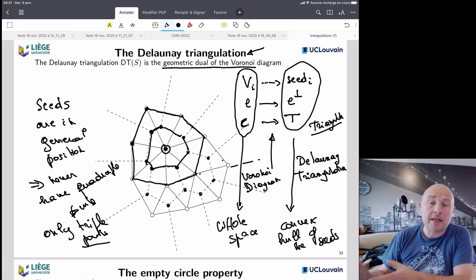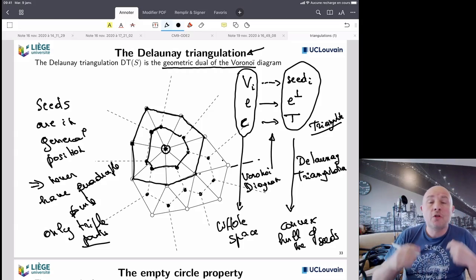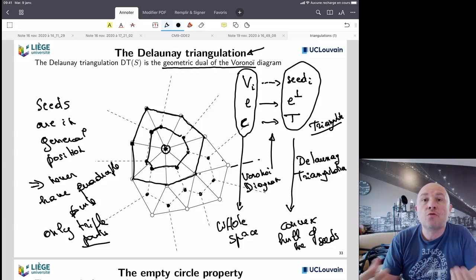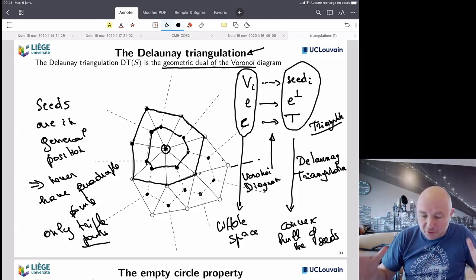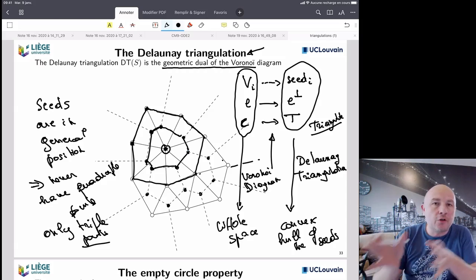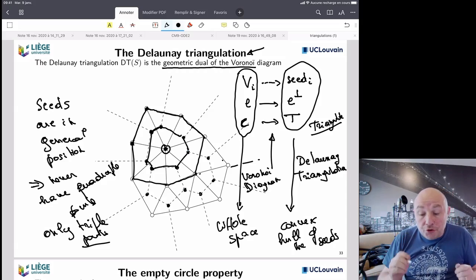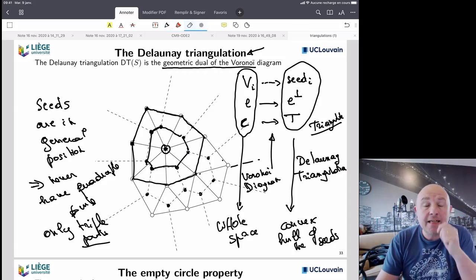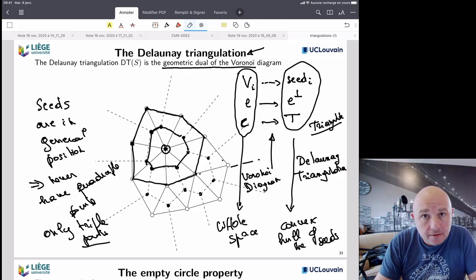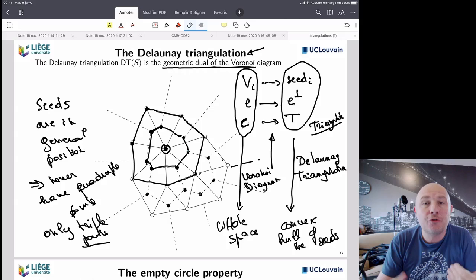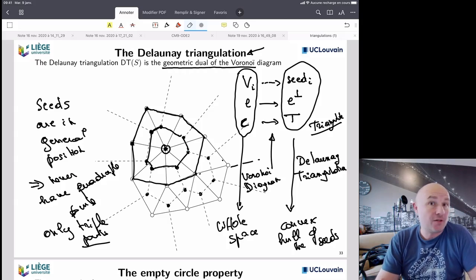So if you have the Delaunay triangulation, it's super easy to compute the Voronoi diagram. If you have the Voronoi diagram, it's super easy to compute the Delaunay triangulation. It means that those objects are actually the same objects. They have the same complexity, they have the same information, and you can easily go from one to the other. The good news here is that it's easier to build the Delaunay triangulation directly without constructing the Voronoi diagram. So that's the good news.